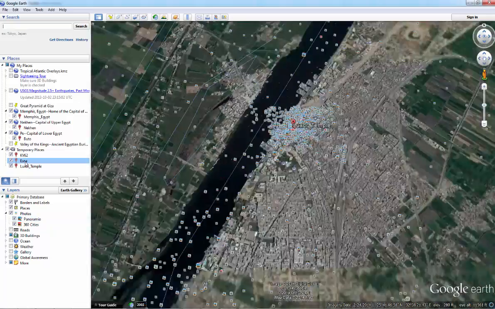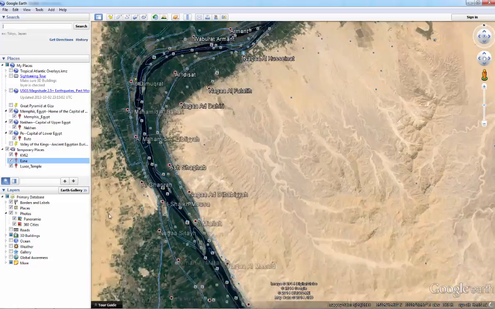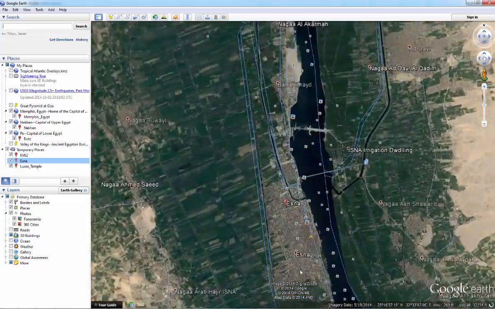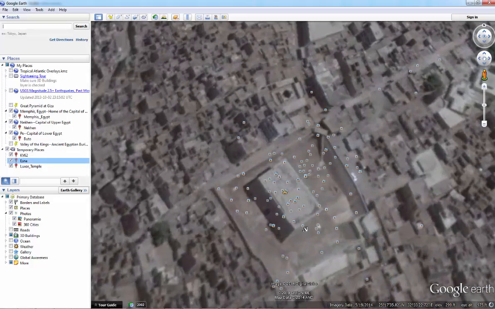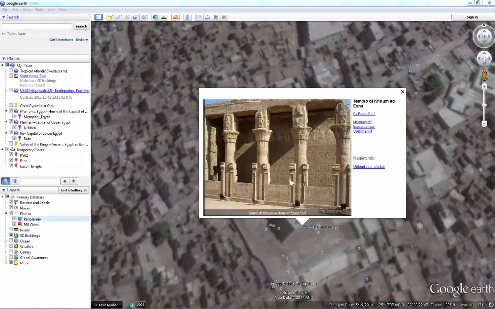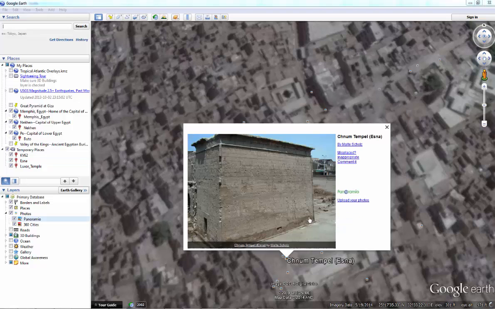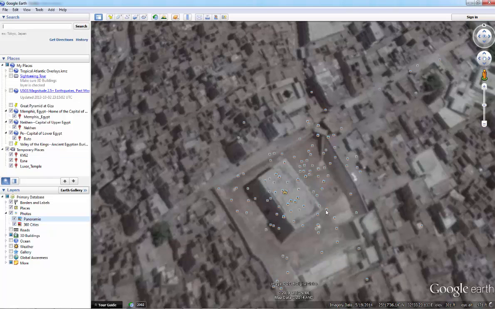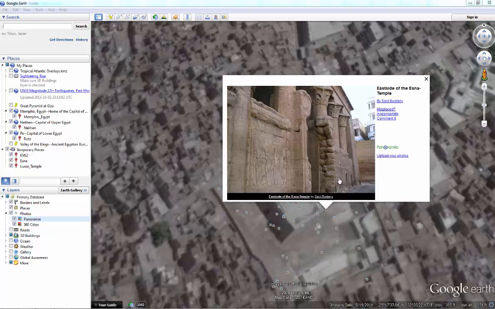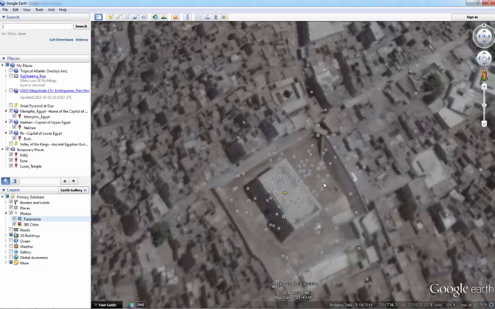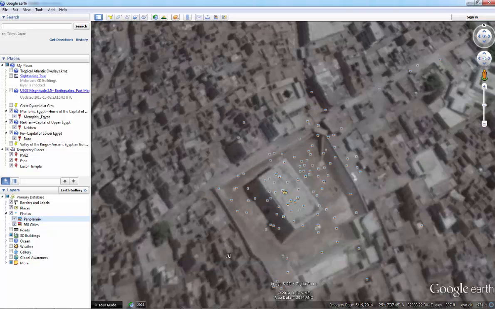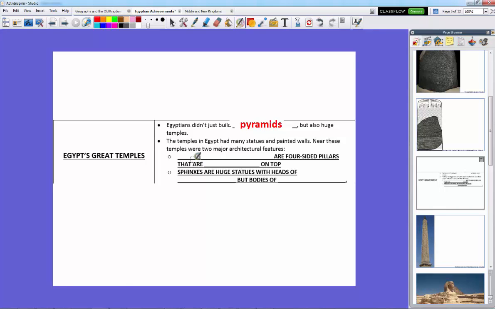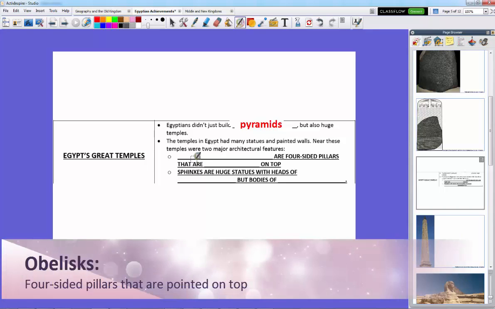Another one is down the river here in Esna, and these temples were centers of worship. As you can see, here it is sitting in the middle of town. In much the same way, these temples were huge, and they were really expensive to build. So in many ways, they were like the pyramids that they built in the Old Kingdom. They were big, huge, extravagant buildings where worship of the Egyptian gods could take place. And the temples, as you saw, had many statues and painted walls.